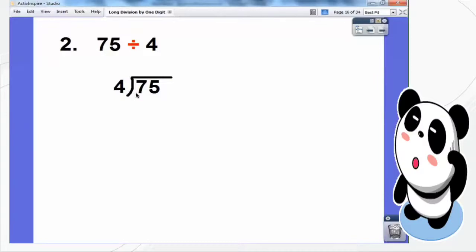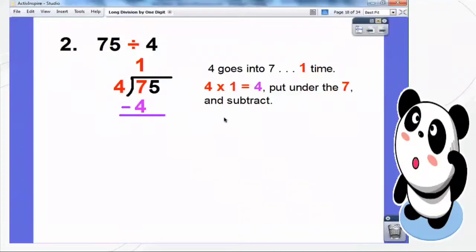Okay, 4 goes into 7 into the first number just one time, you guys. So I'm going to put the 1 right above the 7, and then I'm going to write 4 times 1 equals 4. So that's what goes right here. Okay, so 4 times 1 equals 4. So put it right underneath that 7, and then we're going to subtract.